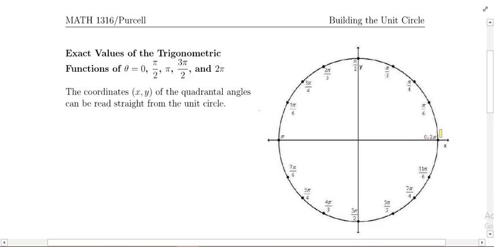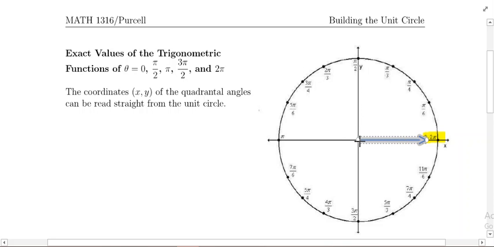So 0 degrees is right here. It's 0 radians, 0 degrees. That is coterminal with 2 pi, which is 360 degrees. So let's think in terms of 0 degrees for right now, or 0 radians. So remember what that angle looks like.